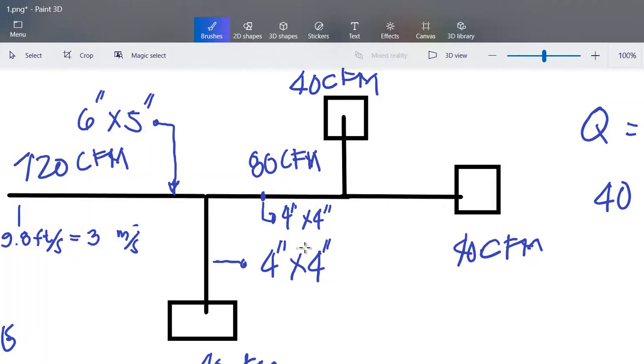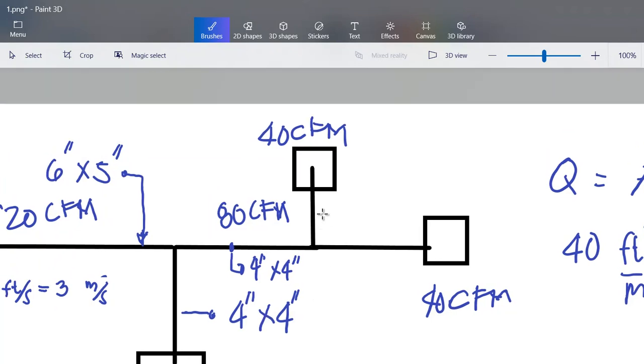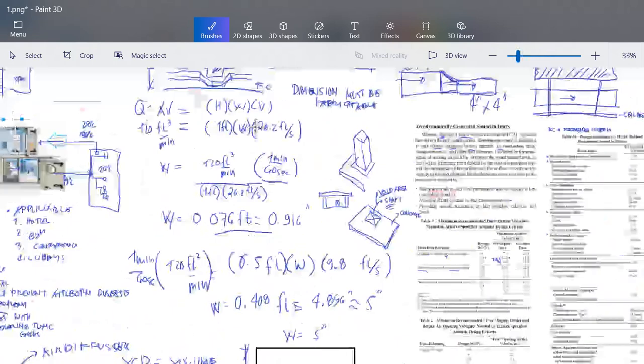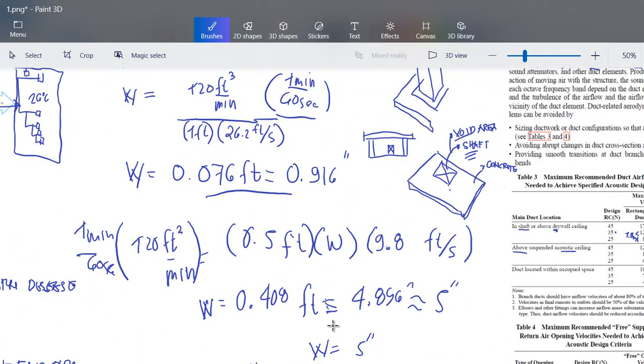The same also here, since we checked earlier. This can also be 4 inches by 4 inches. Then lastly, you have here 4 inches by 4 inches. The velocity is also the same as before.